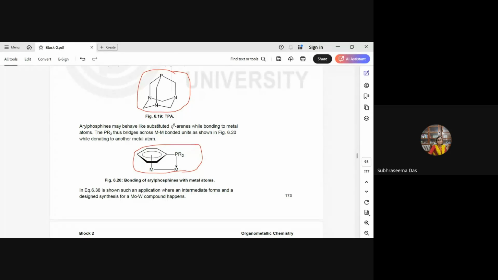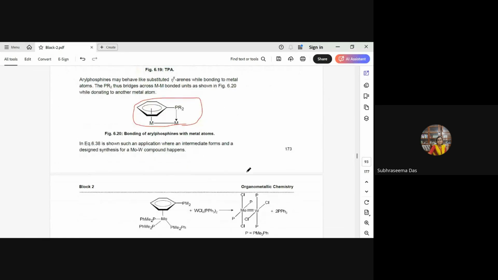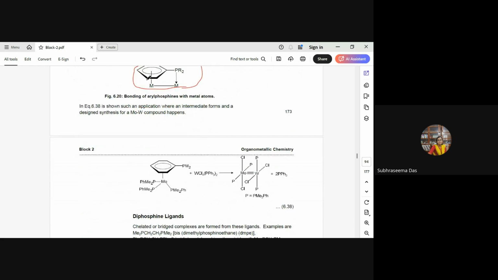Between the two metal atoms. That is, in figure 6.20 you can see how this phosphorus bridges between the two metal atoms. So in equation 6.38, we have an application where an intermediate forms, in the synthesis of a molybdenum tungsten compound.